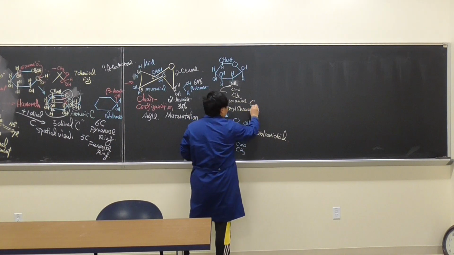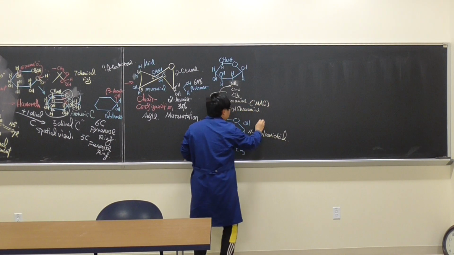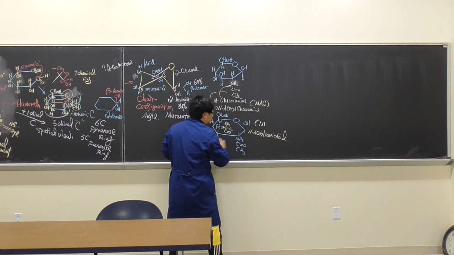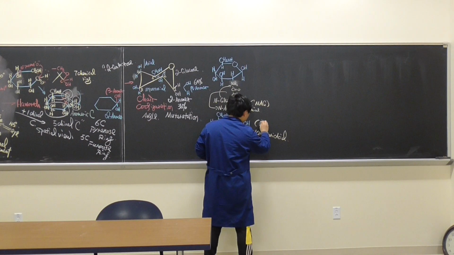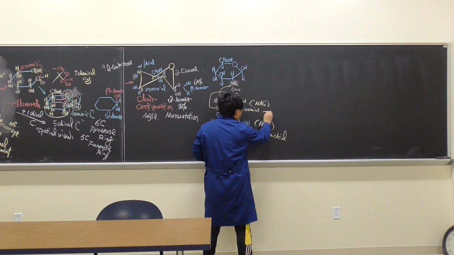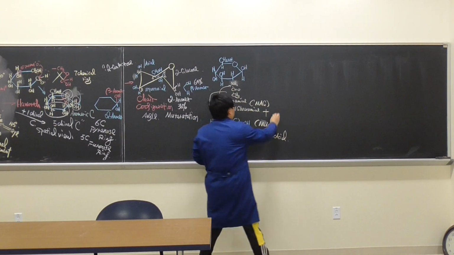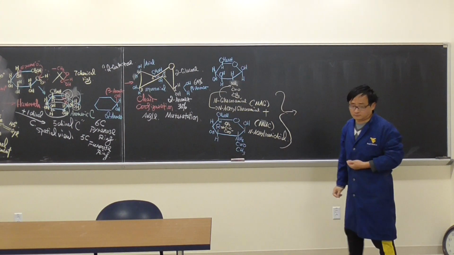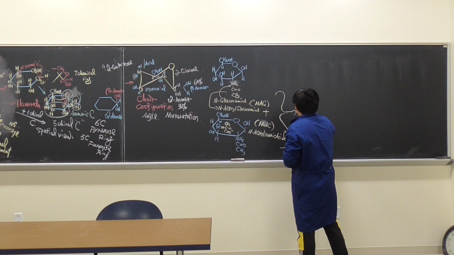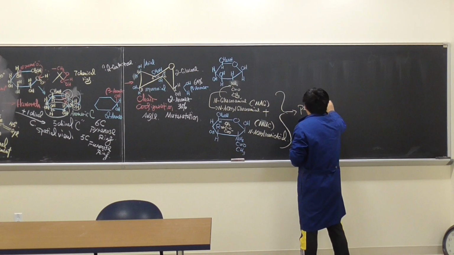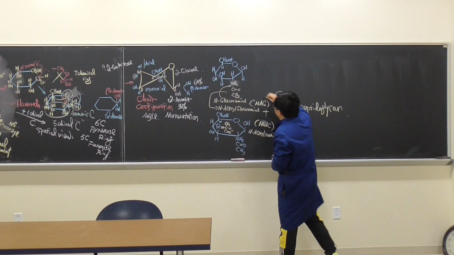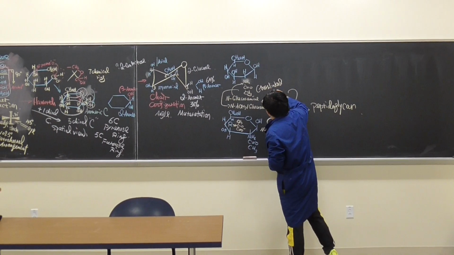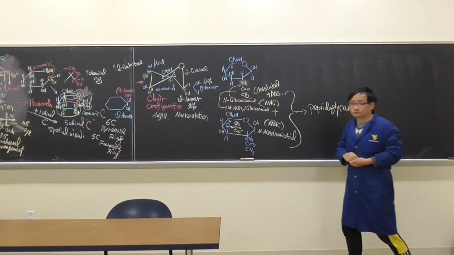What are these? NAG and NAM. Do you remember what this is? Peptidoglycan, if they are cross-linked with amino acids. That's where the word comes from.